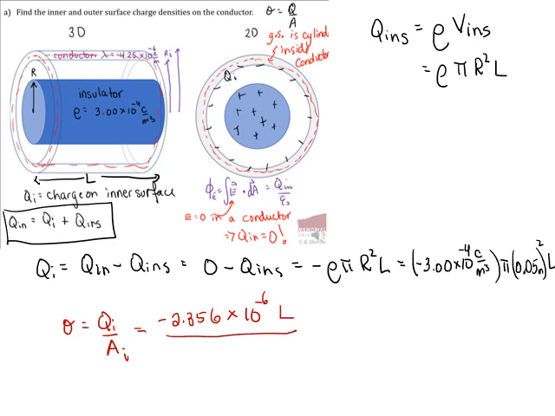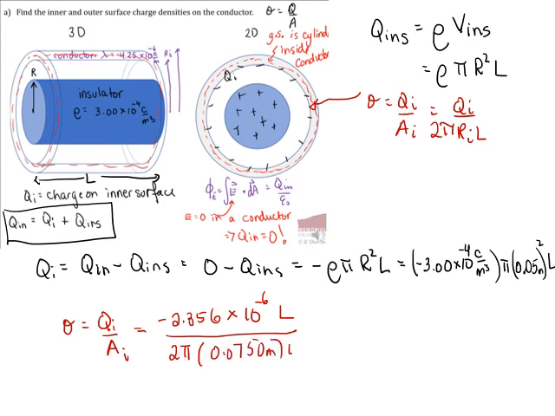My area of my inner surface is the area of that cylinder. It's 2 pi r. So we're talking about sigma equals Qi over the area of the inner surface, equals Qi divided by 2 pi r, the radius of the inner surface, times the length. We were given that the radius of the inner surface was 7.5 centimeters, 0.0750 meters, times the length L.